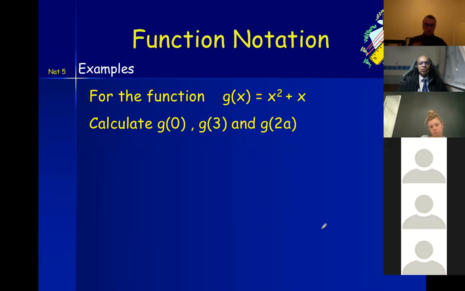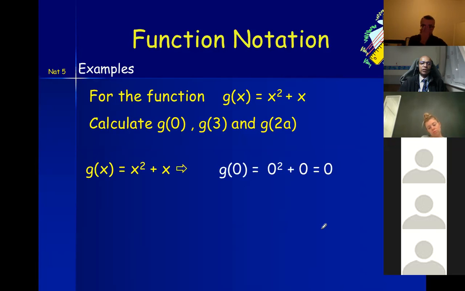0, g of 3, and g of 2a. Remember, it could be f of x, or they can ask you to do g of x. It's just another way of naming a function. So again, g of 0 should be straightforward, yeah? You just replace x with 0. So 0 squared plus 0 is just 0. Yep. g of 3, 3 times 3, 9, plus 3, 12. 12. No story.